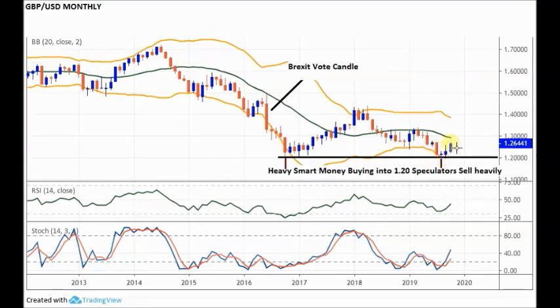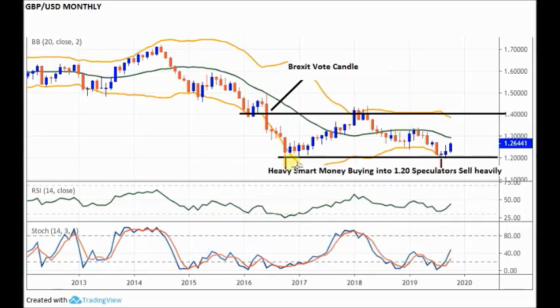This is not a big recovery. Look at this recovery over here. My target longer term is going to be up to 140. Now, obviously, it's going to be volatile. It's not going to be one-way traffic, and there is a level in between. But I think that is realistic. So, a lot of pips to go, in our view.